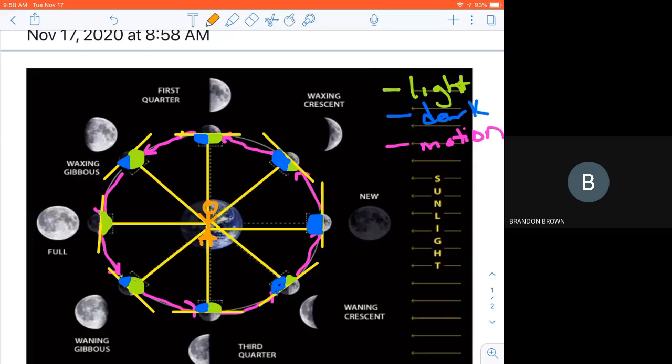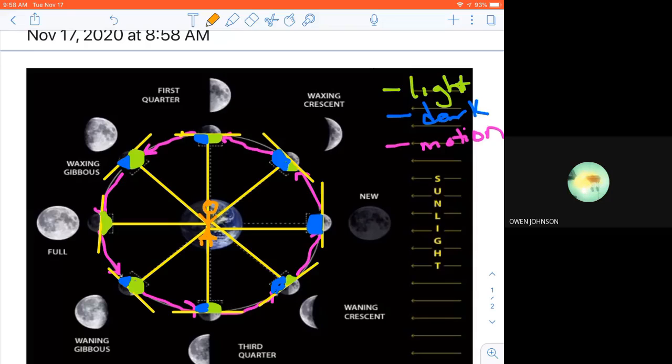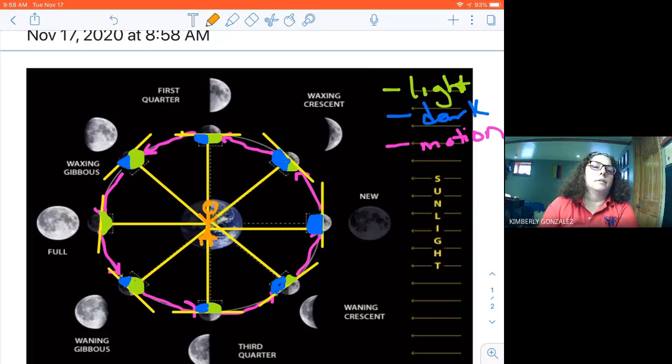Yeah. Everybody else? Yeah. Okay. All right, so there's stick figure Miss G standing on the earth. Yay, that's me. And I want to figure out which way, or do I have a waxing? Do I have a waning? Is it a crescent, quarter, gibbous?